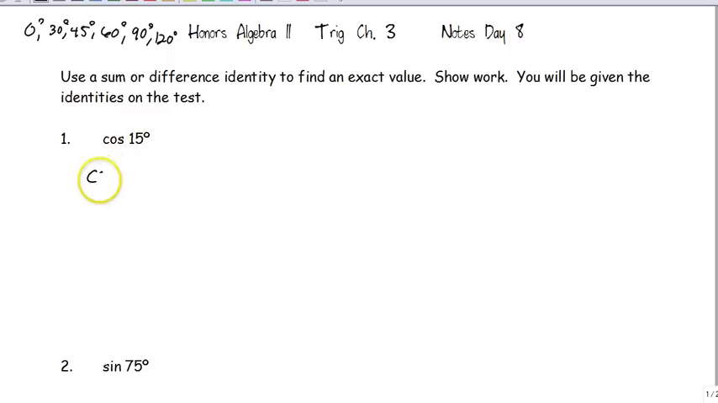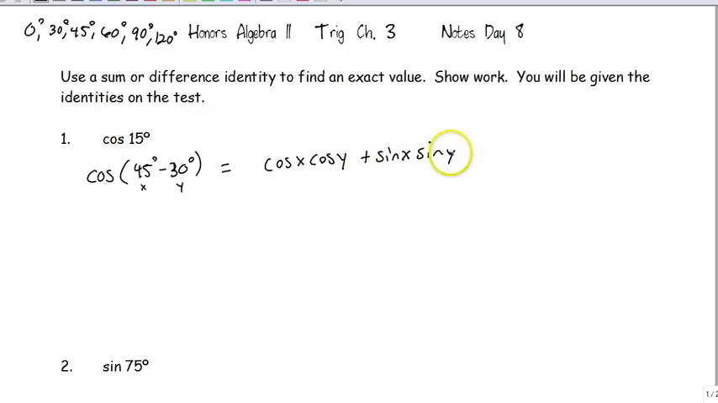Well, I think the easiest way to get it is to turn 15 into 45 degrees minus 30 degrees. Those are both angles that we can use. So this is going to be like my x and my y. Okay? So if you guys remember from looking at that other sheet, I'm using subtraction here. So the subtraction formula for cosine is cosine of x, cosine of y, plus sine x, sine y. So I'm going to plug in my values. Cosine of 45, cosine of 30, plus sine of 45, and sine of 30.